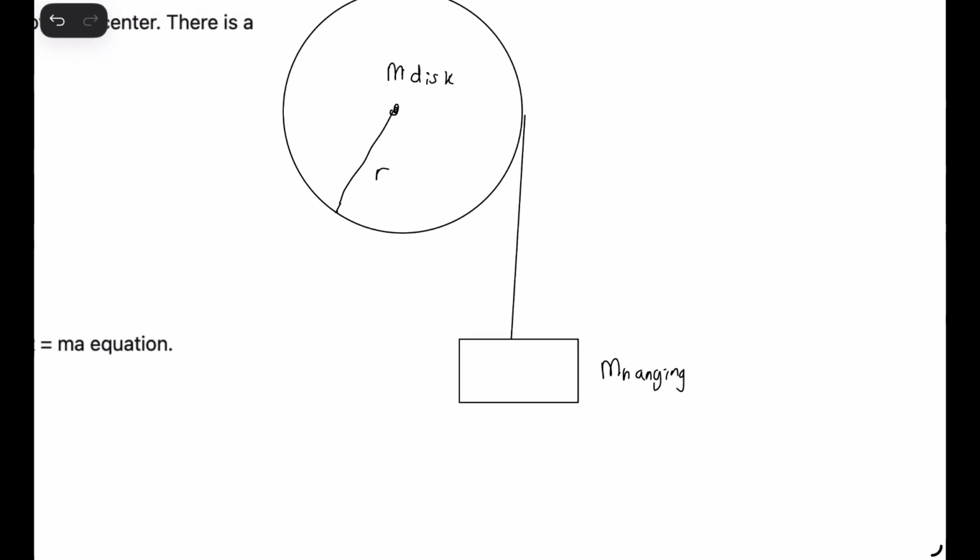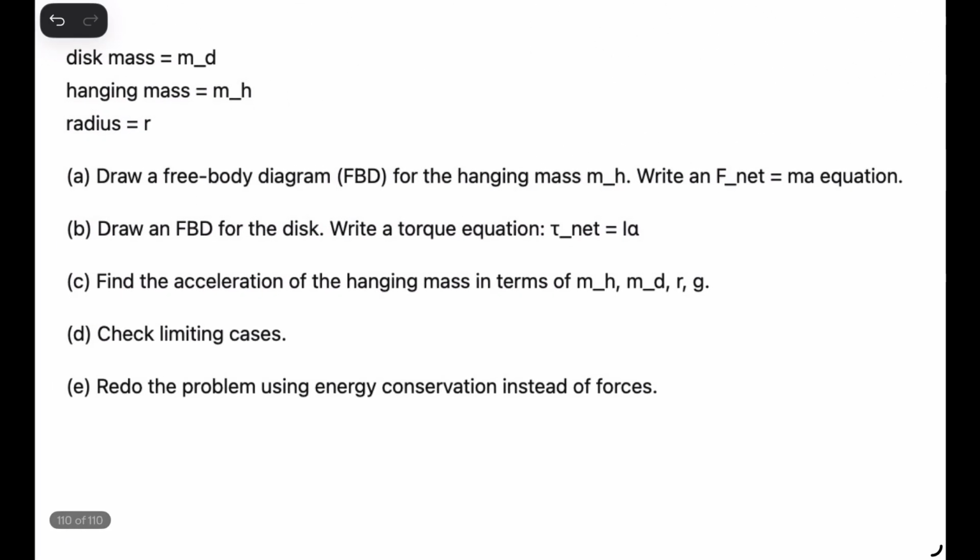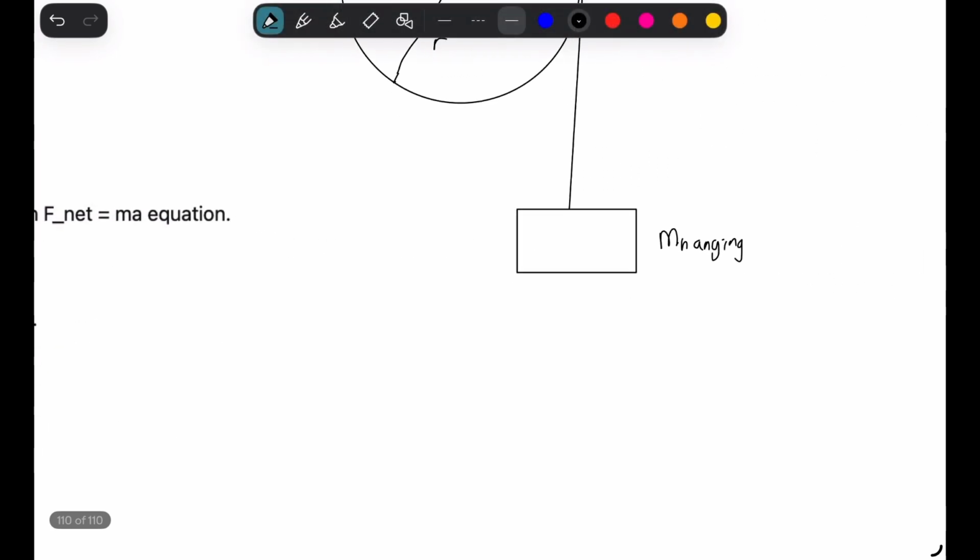So this is going to be our setup. On our setup, we are going to have this circular disk mass, and then we can see our radius, and then we have this massless string attached to that hanging block. We're asked to first draw a free body diagram for the hanging mass mh. So for our hanging mass, we are going to have a downward force, that is the force of gravity equal to the weight, and then upward we are going to have the force of tension.